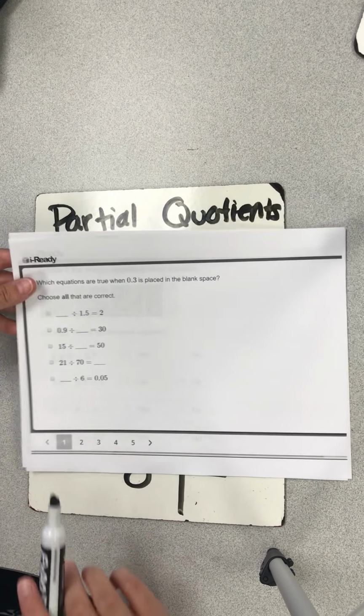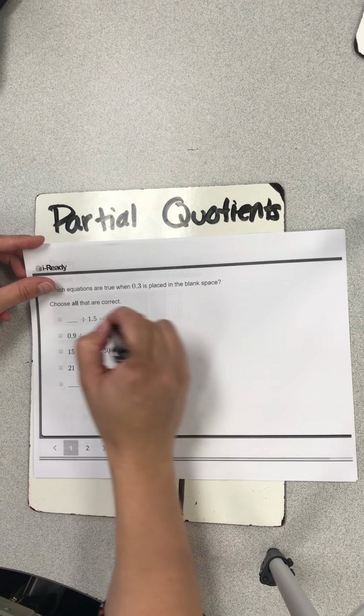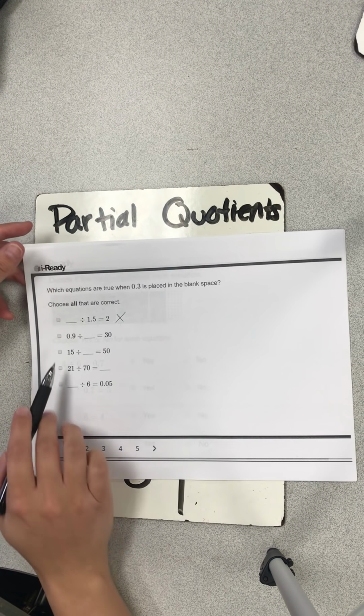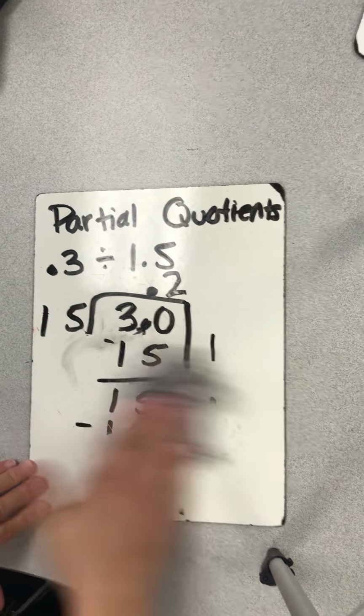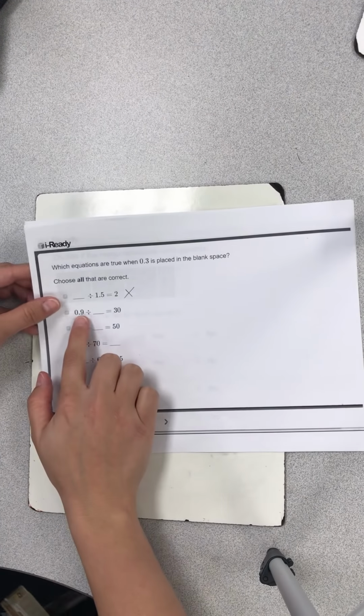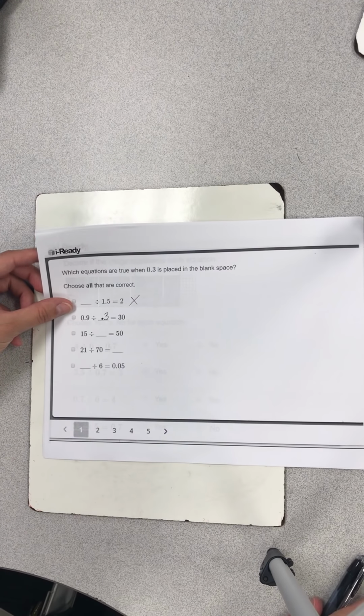If we go back to look at the answer they gave us, 2/10 here is not the same as 2, so this one would be a no. If we take a look at our next question, we need to divide 9/10 divided by 3/10, and we need to see if that's going to equal 30.